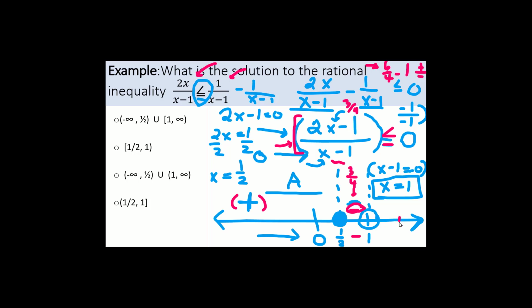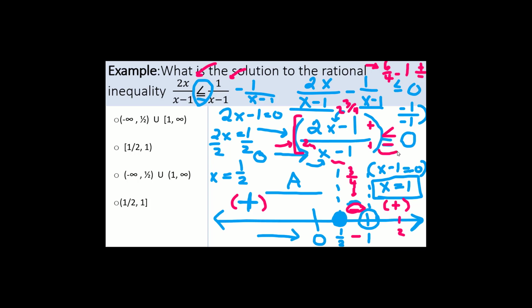Alright, I'm going to choose a number over here, and I'll use 2, and then plug in 2. 2 times 2 is 4. 4 minus 1 is a positive 3. And then put your 2 in here. 2 minus 1 is a positive 1. Positive divided by a positive is a positive. So our solutions here are going to be positive.